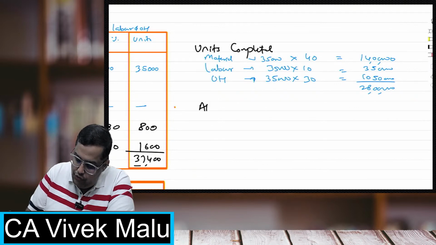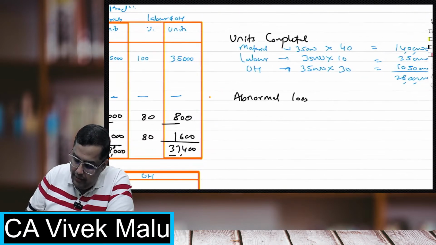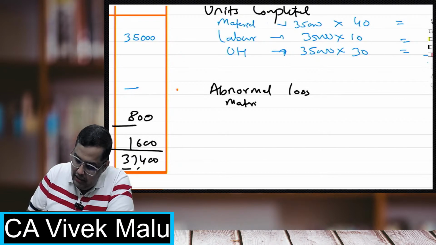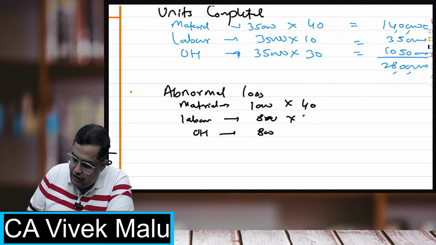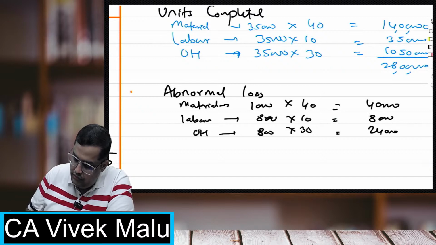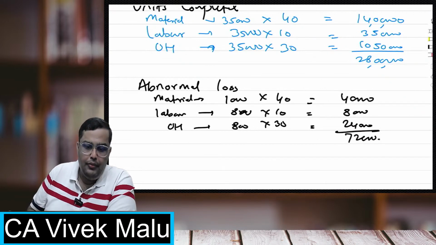Similarly, if I have to value the abnormal loss, how many units are there? 1000 units for material and 800 units for labor and overhead. So, material 1000 units, labor 800 units, overheads 800 units. Rate, we have already calculated 40, 10, 30. So, 40,000, 8,000, 24,000. So, total 72,000. This is the valuation of abnormal loss.